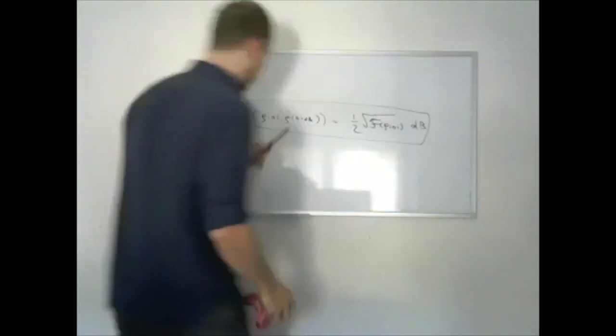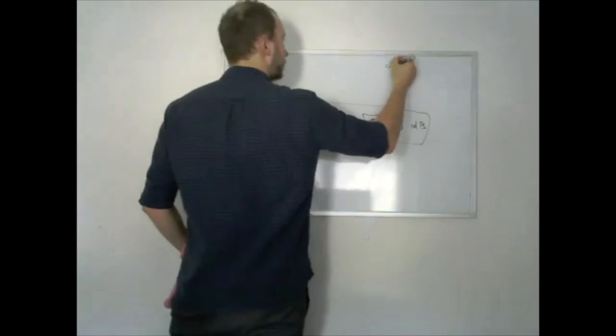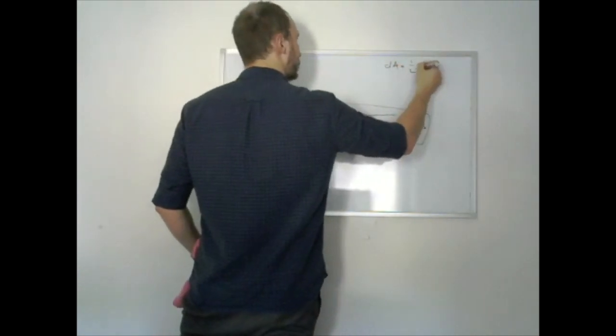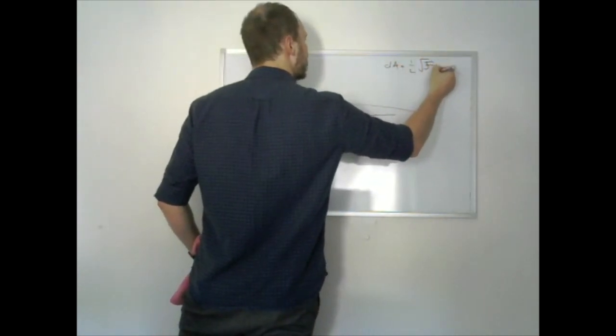Now let's keep this in mind. So I just wrote it here: dA is equal to 1/2 square root of the Fisher information of the state.